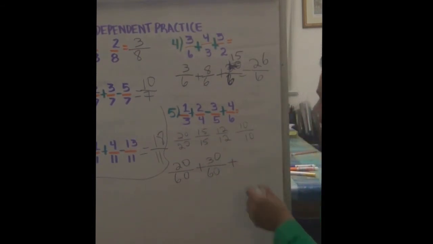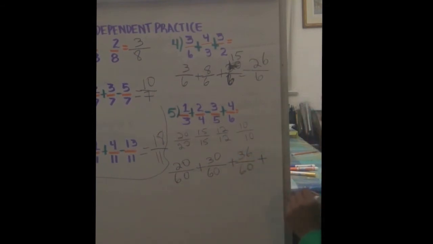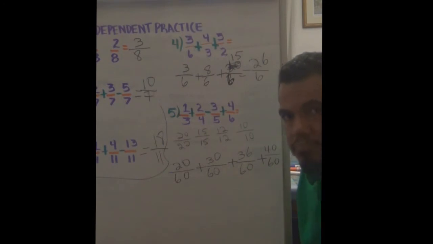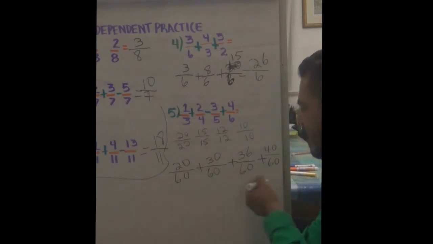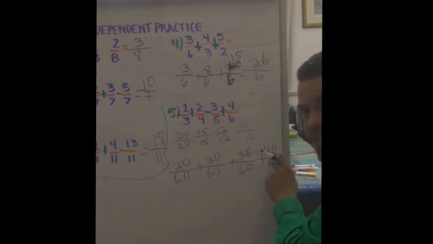Plus, 5 times 12 is 60, 3 times 12 is 36, so this is 36 over 60. And last but not least, multiplying 10 by 10 over 10, I get this to be 40 over 60. And now I'm ready to add. They have the same denominator. So 20 plus 30, 50. 36 plus 40 is 76.